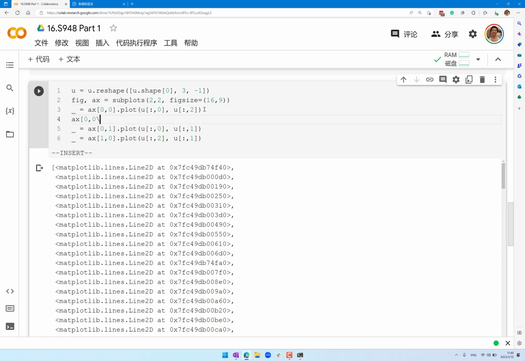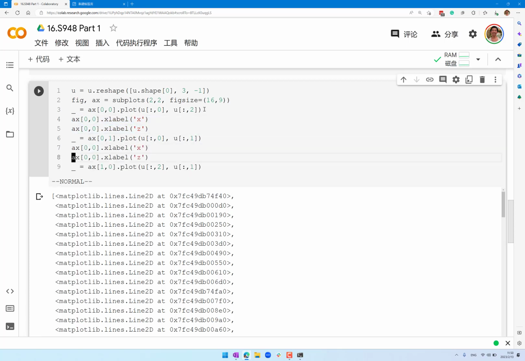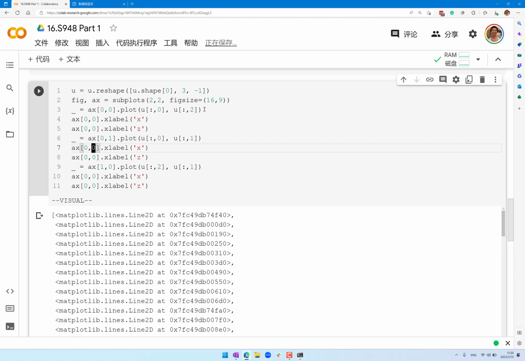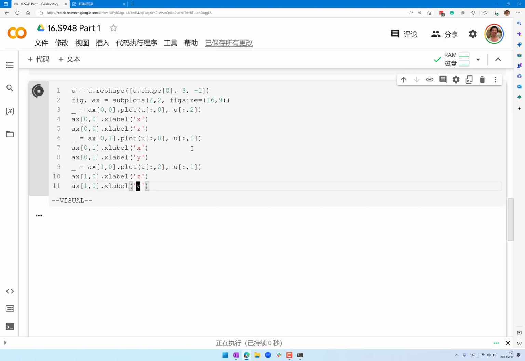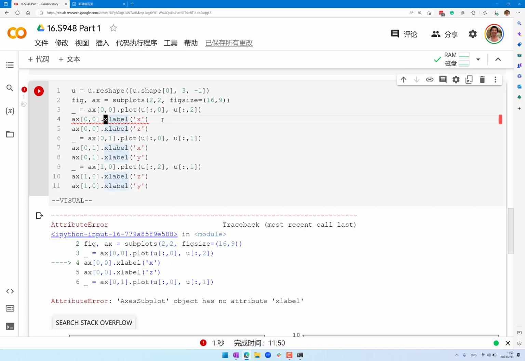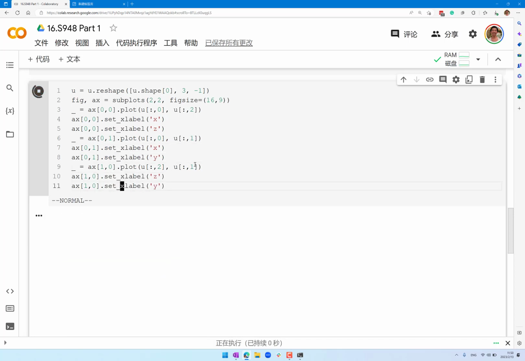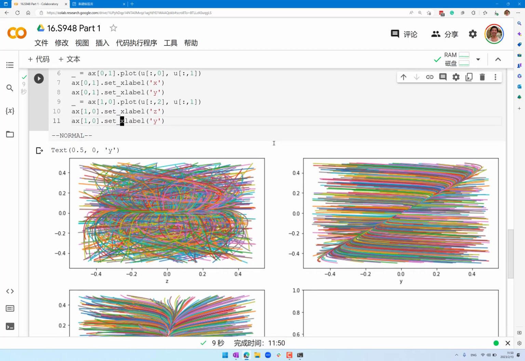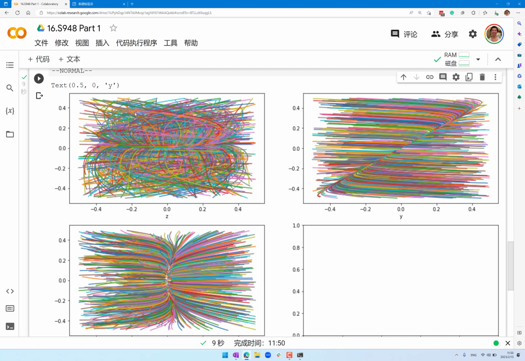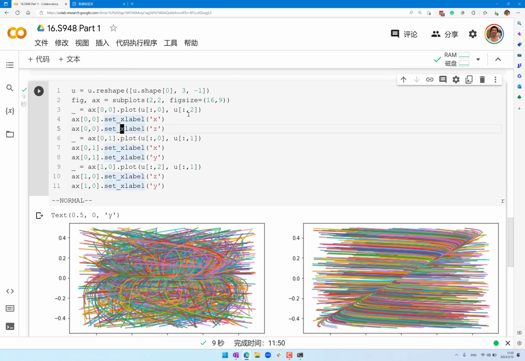And let's label them. Doesn't work. So that's X and Y, and that's Z and Y. Okay. To do set X label. Right. Okay. So this is what you see. Oh, this should be Y label, sorry.